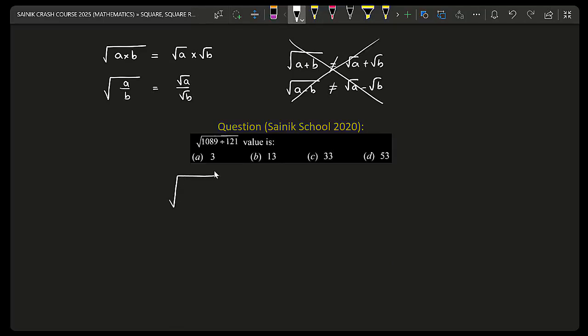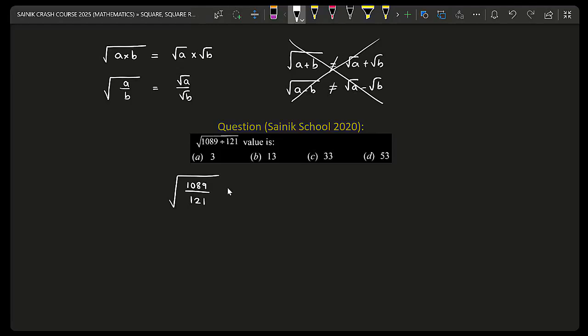Aryan, are you there? Himateja, can you continue from here? Sir, can you write the division form as a fractional form? Yes, sir. Okay, how can you write? 1089 divided by 121. How can we distribute the square root to both numerator and denominator?